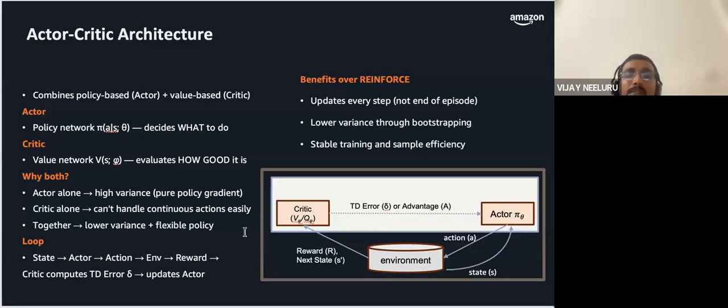Let's see the loop. Given an environment at a particular state, the actor takes the corresponding action by following the particular policy pi. The environment provides the reward and the next state. The critic estimates the value of the action taken by the actor, and computes the temporal difference error, the advantage, as feedback to the actor. The actor takes that feedback and updates the policy network parameters.